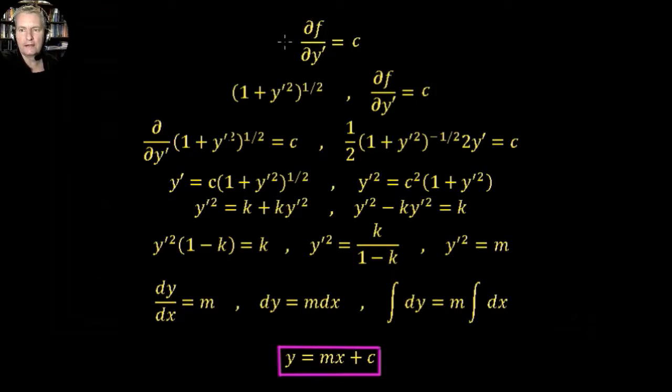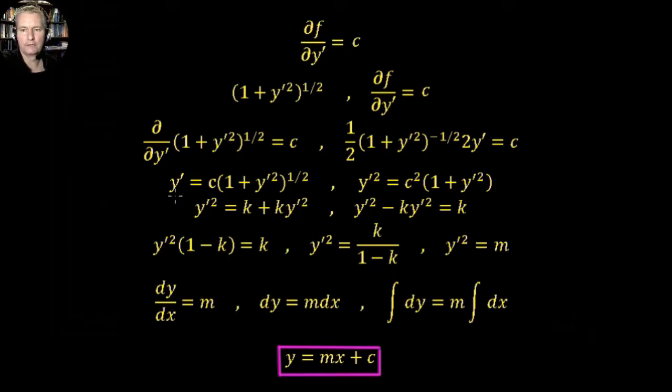So our function here, f, is (1 plus y derivative squared) to the power of a half. So we're going to differentiate this with respect to our y derivative. And again, we've seen that previously. And all we're going to have here is the chain rule for differentiation. So we're going to have a half of (1 plus y derivative squared) to the minus a half, and then we differentiate what's inside. So that is 2y derivative equals a constant.